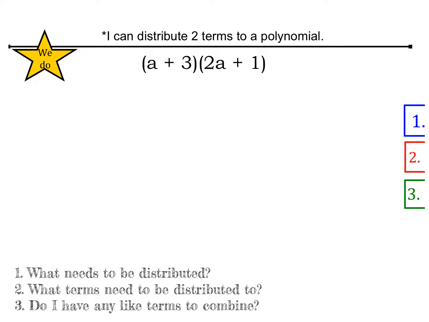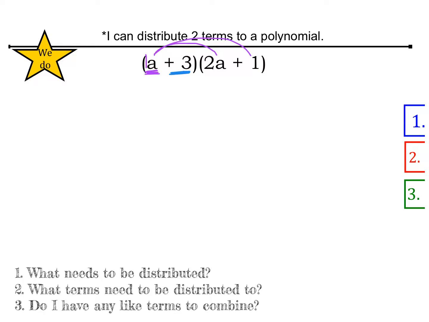Alright, so let's go ahead and try this example together. So what needs to be distributed? Well, my a and my plus 3. And what does it need to get distributed to? I need to do a times 2a and a times 1. So when there is no variable, remember it's like a coefficient of a 1.